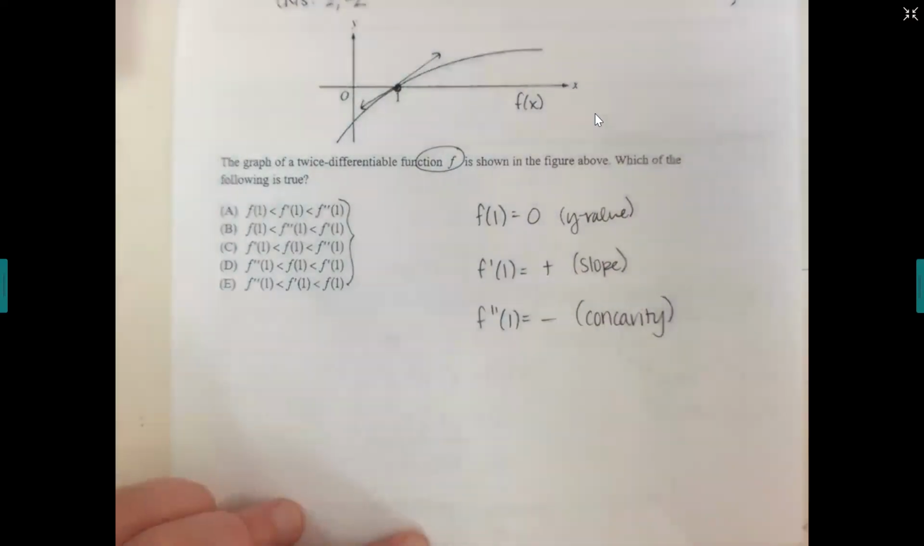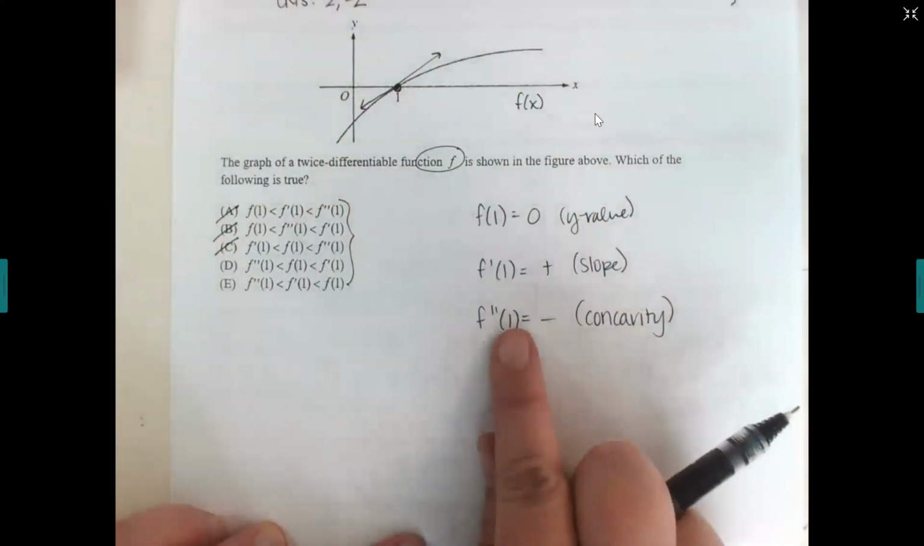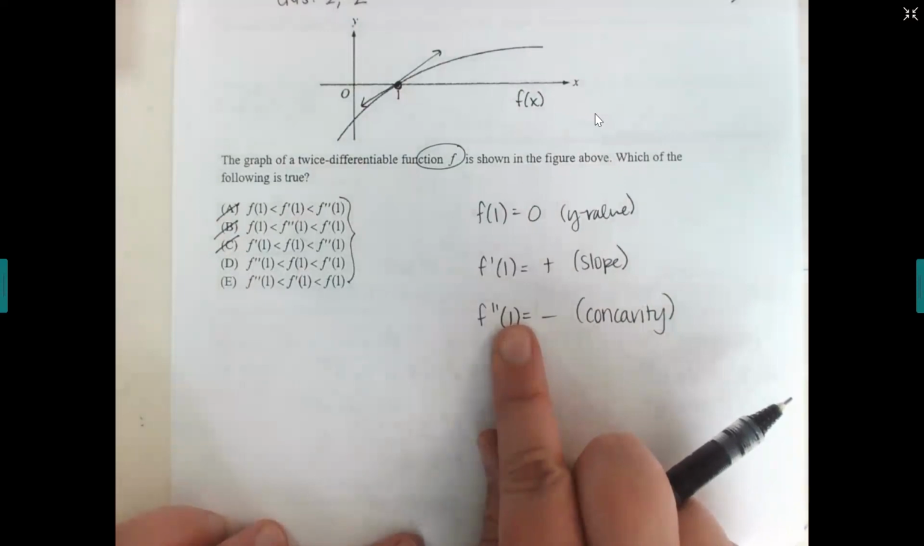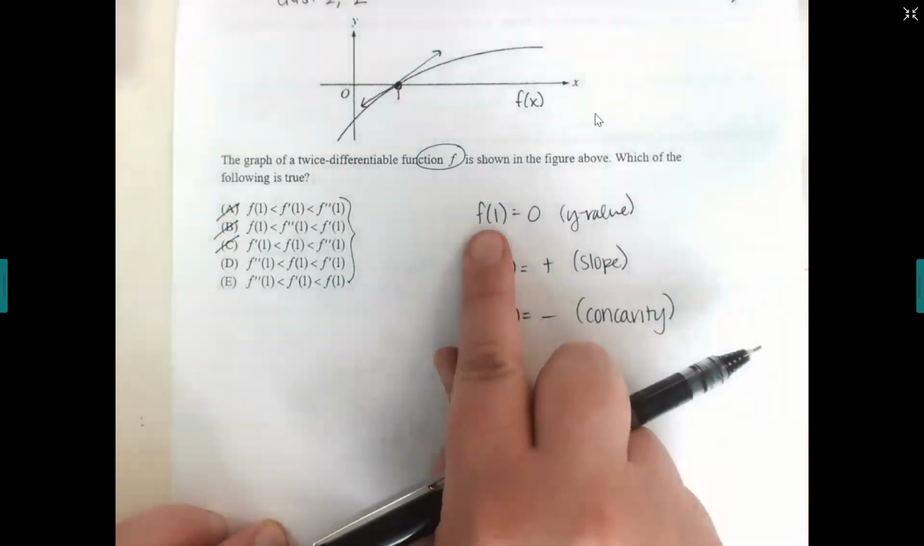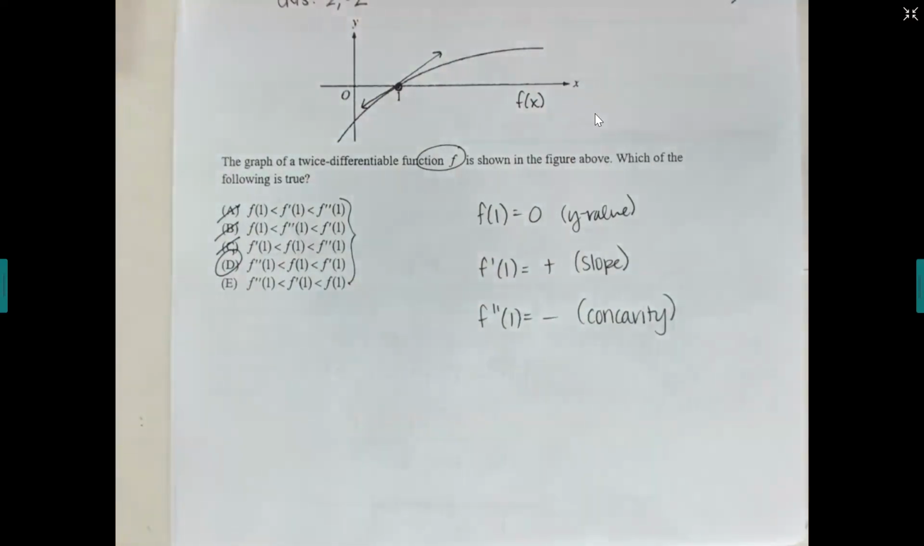So then if I wanted to order a positive, a negative, and a 0, which one would be the smallest? Yeah, so we can get rid of A, B, C. And then after f double prime, what should the next smallest be? Regular f, so it'd be D, and then f prime last. Make sense? Yeah.